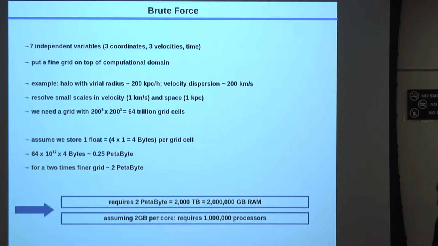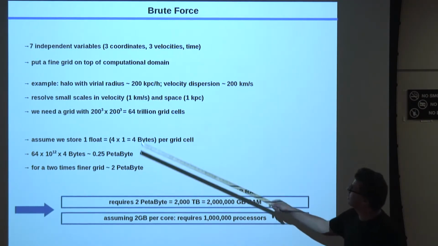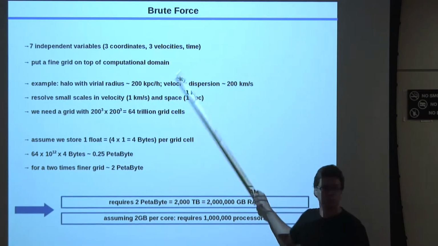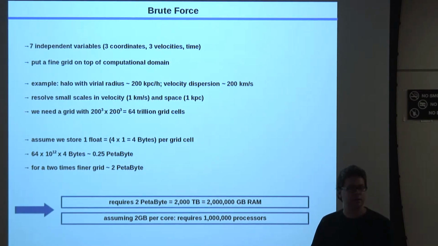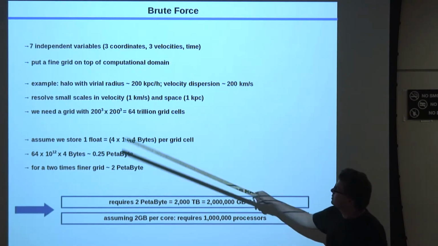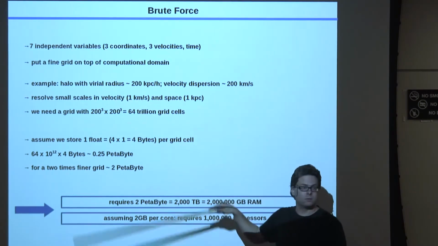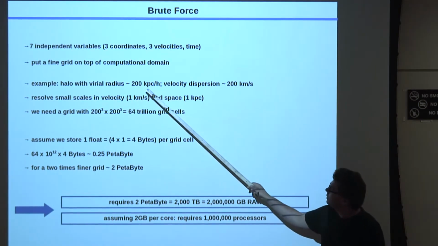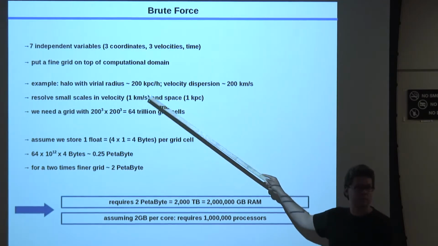Now, if you think about the PDE and how we want to solve it, we have to first count the independent variables. So we had 3 coordinates, 3 velocities, and 1 time. So that's 7 independent variables, and then we can put this onto a fine grid on the computer. The grid should be fine enough to resolve some interesting structures within a halo.